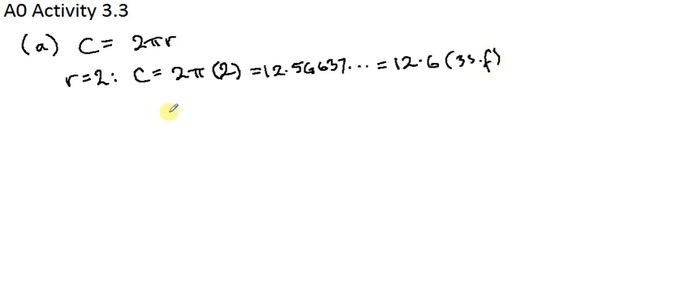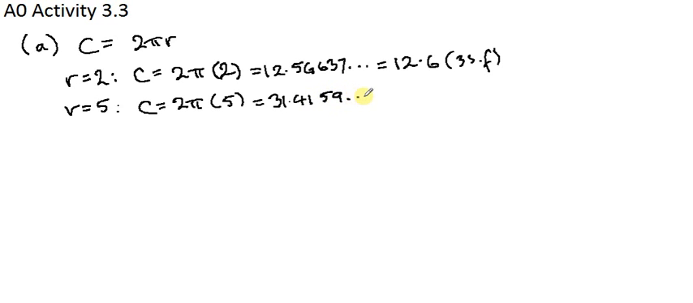Do the next part in the same way, but now r, we are told, is equal to 5. So when r equals 5, the same formula applies. C equals 2 pi r, 2 pi times r, which is 5 in this case. And if we work that out, then we can get the answer of 31.4159.